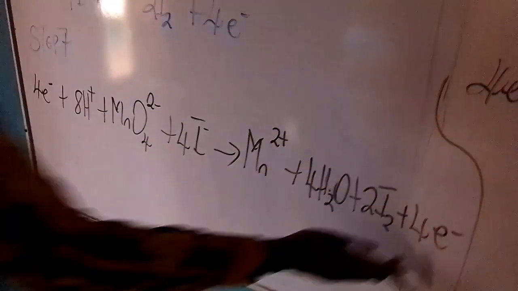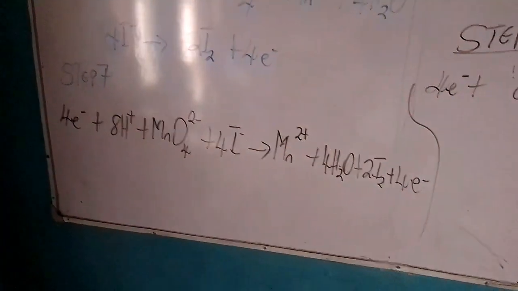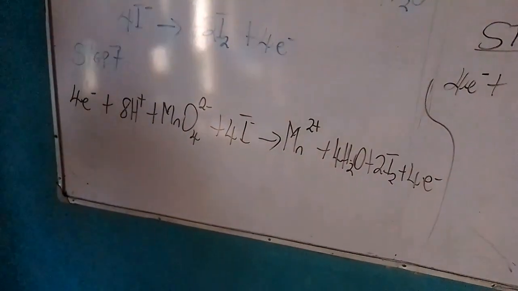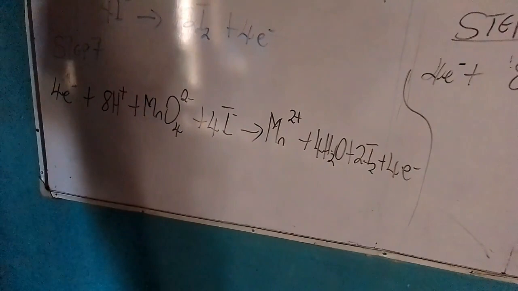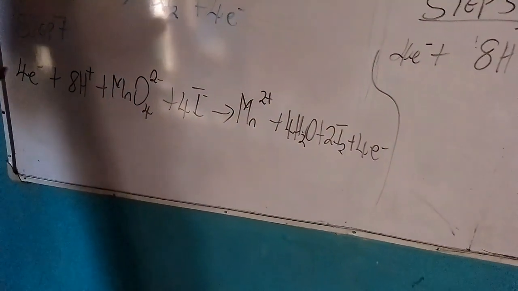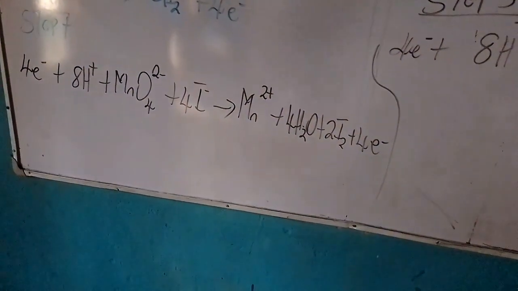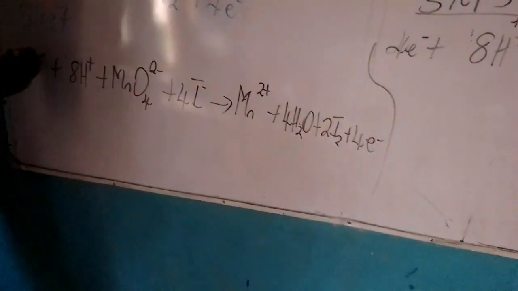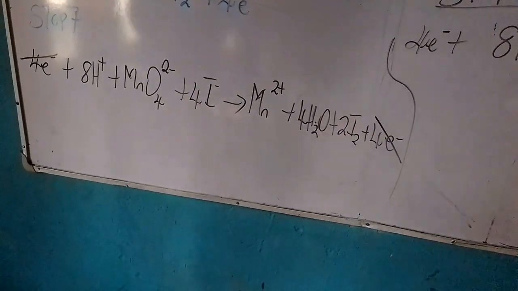That is it now. So it is done. Now the next thing is for us to cancel out excessive water. If we have excessive water, first of all, you have to cancel electrons. How many electrons do you have here? Do you have water at this side?